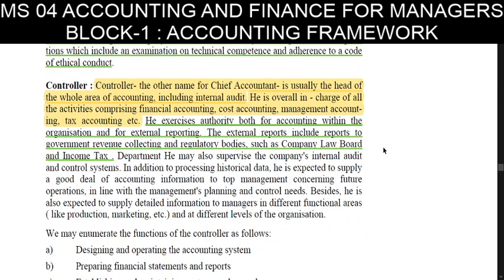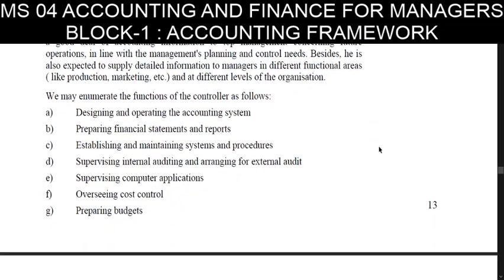Who is this controller? Controller, the other name is chief accountant. He is usually the head of the whole area of accounting, including the internal audit. He is the overall in charge of all the activities like financial accounting, cost accounting, management accounting, tax accounting, and also various other kinds of accounting. He exercises authority both for accounting within the organization and for external reporting. The external reports include reports to government. Exercising authority, what it does, it's a very general statement, there's no meaning to it.